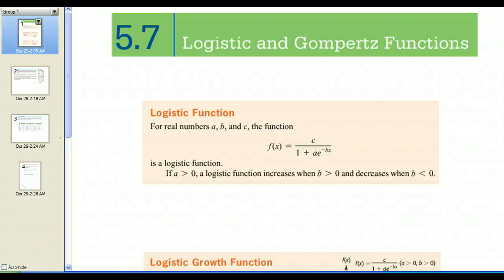Alright, this is the final section of Chapter 5, 5.7. This deals with logistic functions and Gompertz functions. So a logistic function, A, B, C are real numbers, okay? This is what a logistic function looks like.